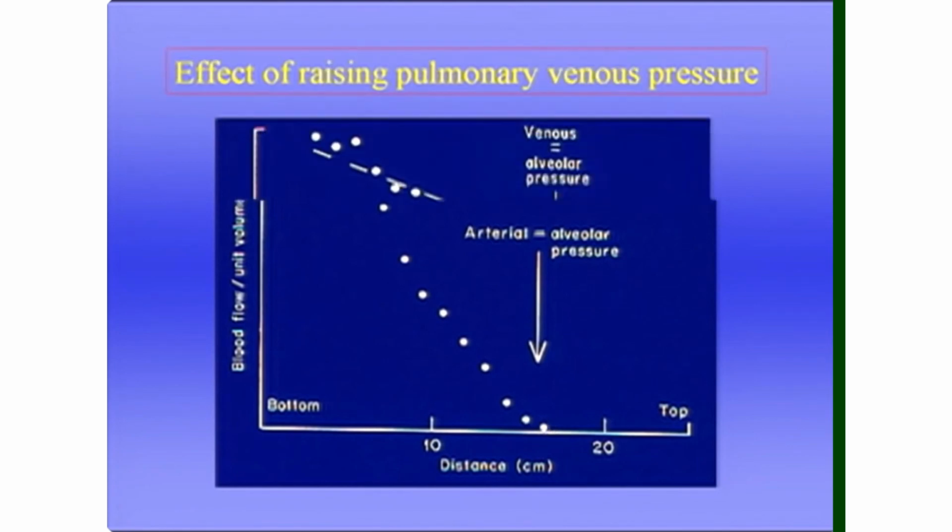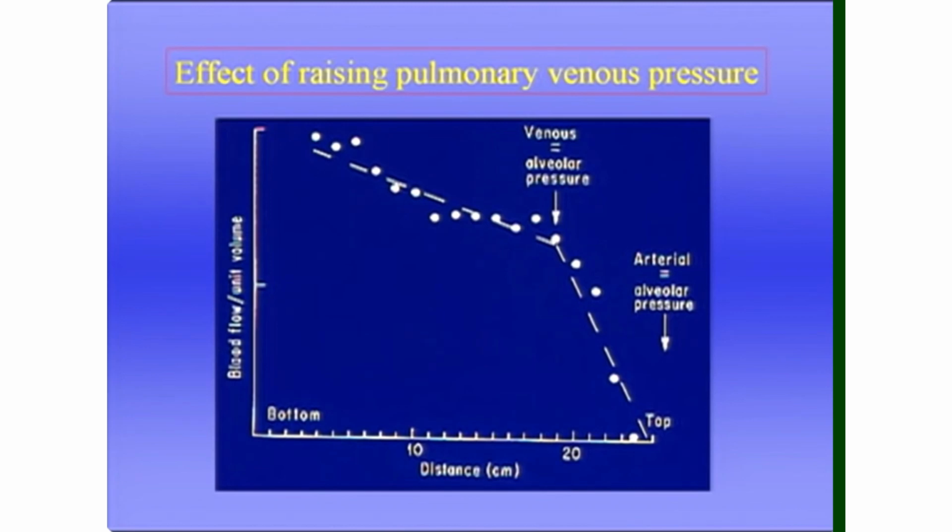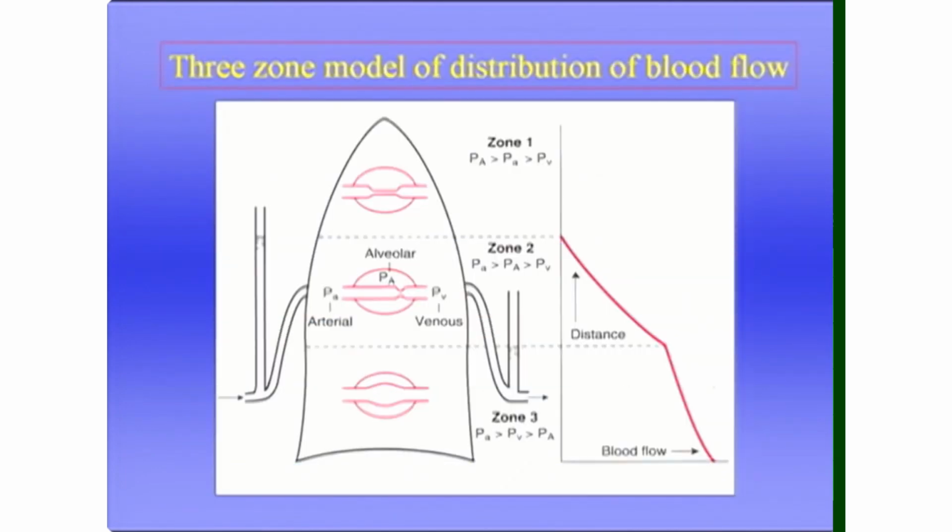We can also raise the pulmonary venous pressure, and you get a pattern often like this, where the blood flow in the lower part of the lung becomes more uniform, but again, blood flow tends to fall to zero where the arterial pressure is equal to the alveolar pressure. And we can put all those measurements together in a three-zone model of the lung, which is shown here. In this three-zone model, we're dividing the lung into three zones based on the relations between the arterial pressure, the venous pressure, and the alveolar pressure.